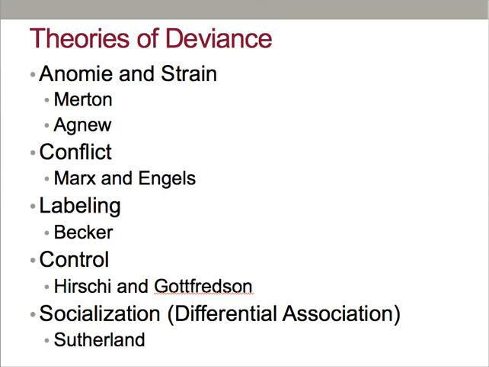The particular type that Merton felt was deviant is who he called innovators. They are criminals. They reject the socially approved means because they don't have access to them, but they embrace the socially approved goal, and they go about getting it in ways that are not socially acceptable.